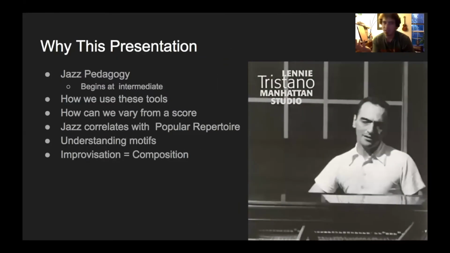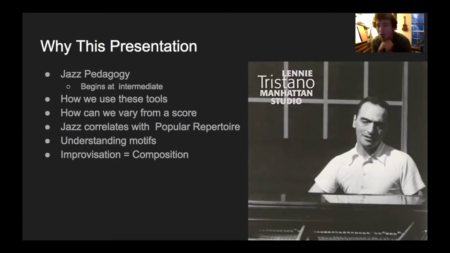So why this presentation? Well, jazz pedagogy usually begins at an intermediate level. It usually happens at more advanced levels. You never see it at the beginning and not too much at the intermediate. And that's where I want to get better at finding out how to use these tools with young Susie, the 6-year-old who comes in for their piano lesson.